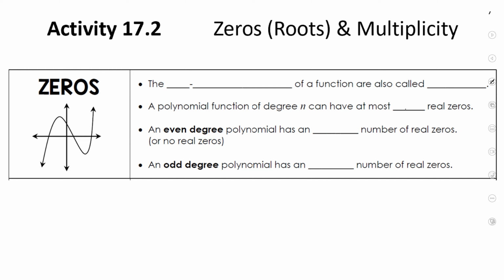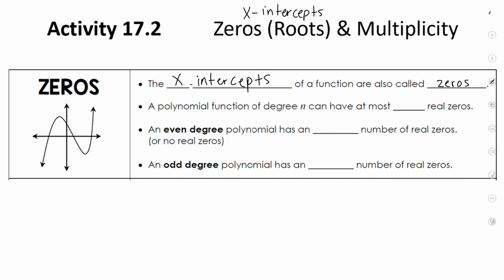Okay, so when we talk about zeros and roots, we're talking about x-intercepts. All right, so the x-intercepts of a function are also called roots. They're also called zeros. Roots and zeros, okay?